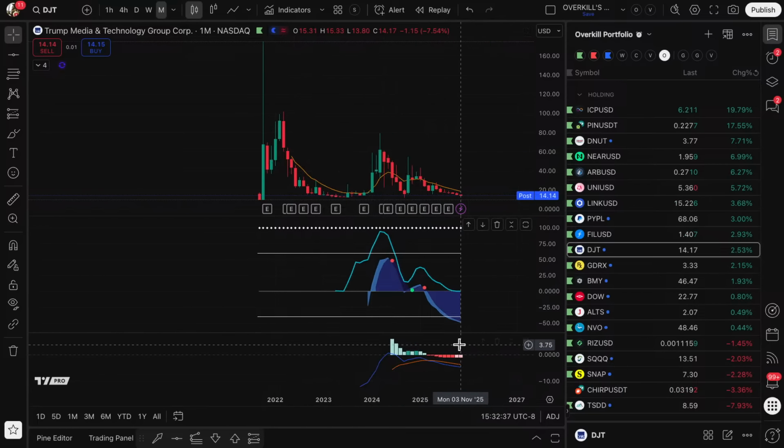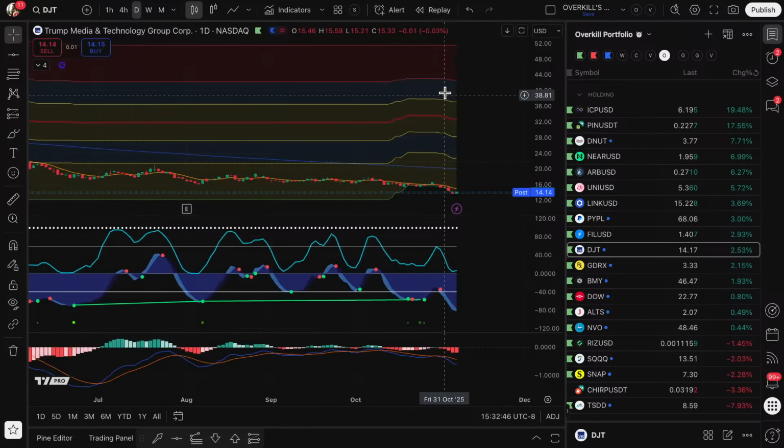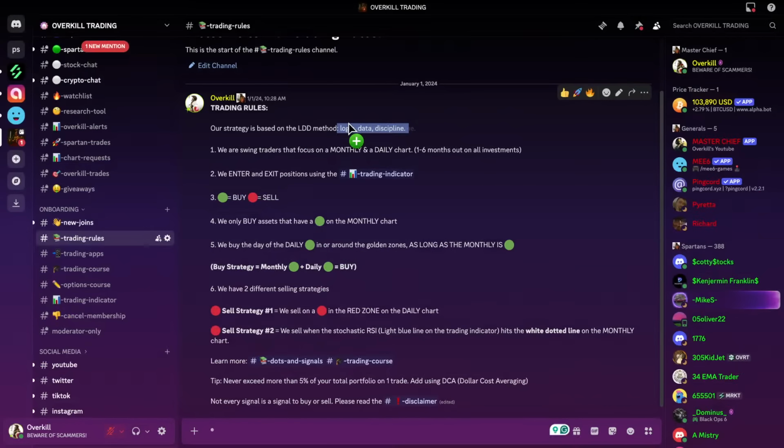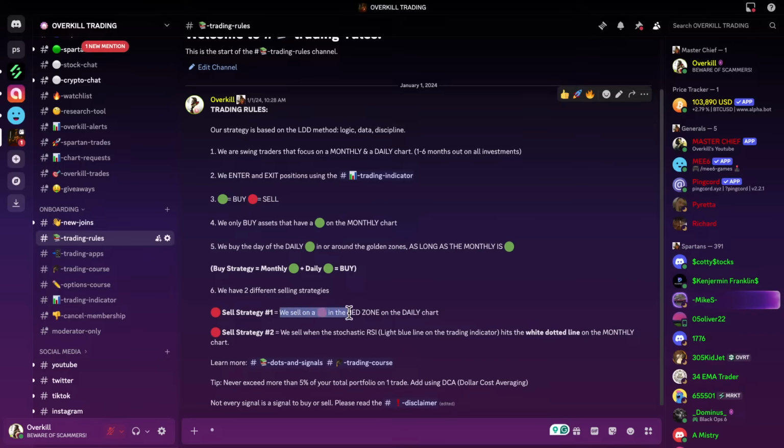And all DJT is missing, I'm telling you, when this green dot comes on the monthly chart, this thing is going to at least $40, at a minimum of $40. Okay, and that is where I'll cash out because that will be in our sell zone. Again, logic, data, discipline. What's our sell strategy? We sell on a red dot in the red zone on the daily chart.